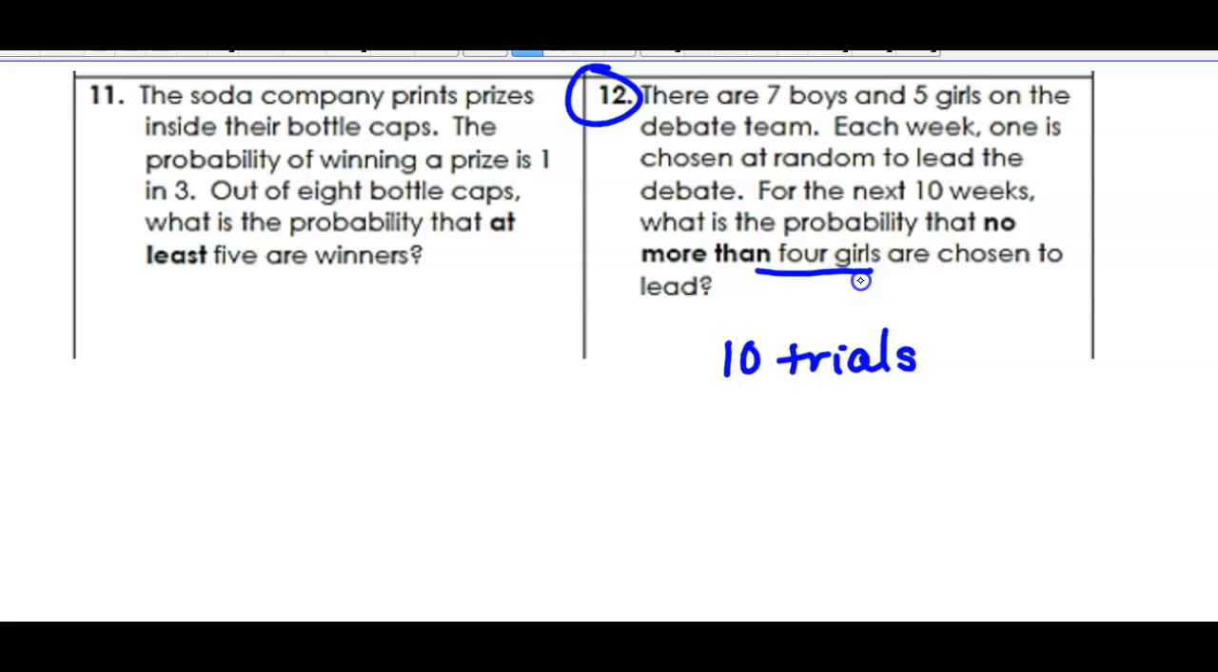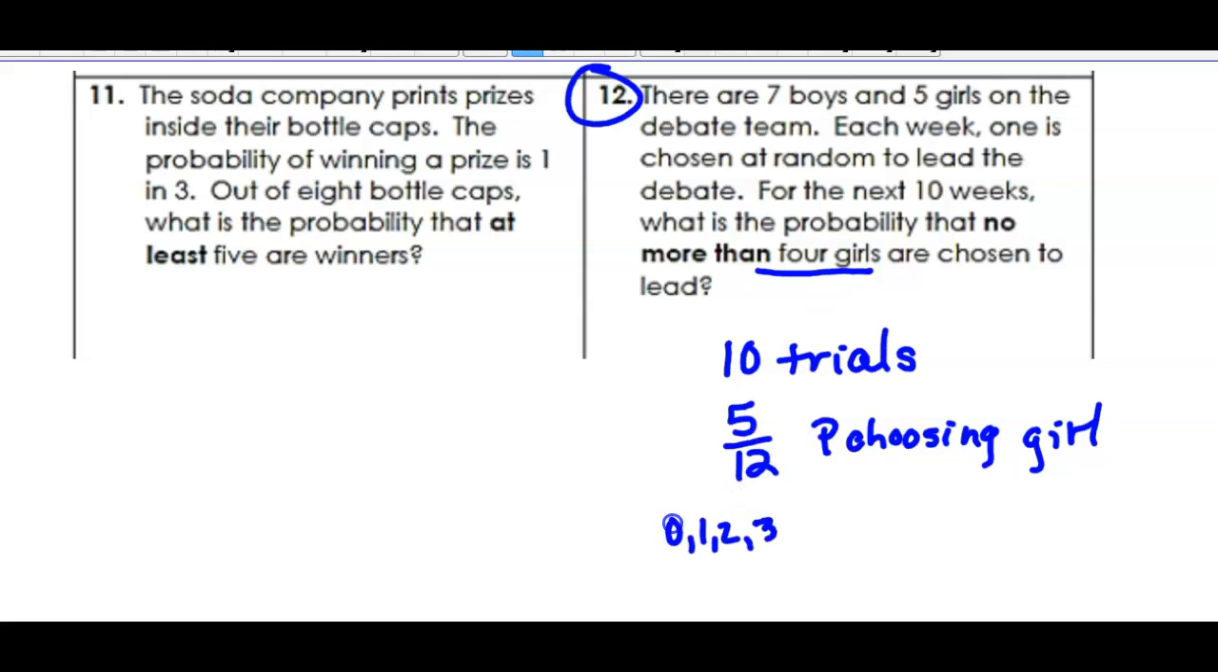So what's the probability of choosing a girl? The girls are 5 out of 12. Probability of choosing a girl. So we want no more than 4 girls. So we want the probability of 0, 1, 2, 3, or 4 girls. Anything above 4 we don't want to count as a winner.